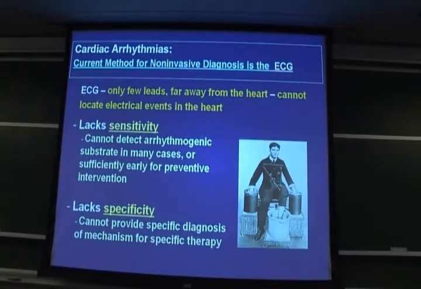So it has several limitations. First of all, it lacks sensitivity. It cannot detect arrhythmogenic substrate in many cases. You know, somebody has a heart attack, and that leaves behind a scar, and the scar has arrhythmogenic properties and will generate arrhythmias and sudden death. Most of the time, the ECG cannot detect this with sufficient accuracy or sufficient detail. In addition to that, it lacks specificity. It cannot provide specific diagnosis.